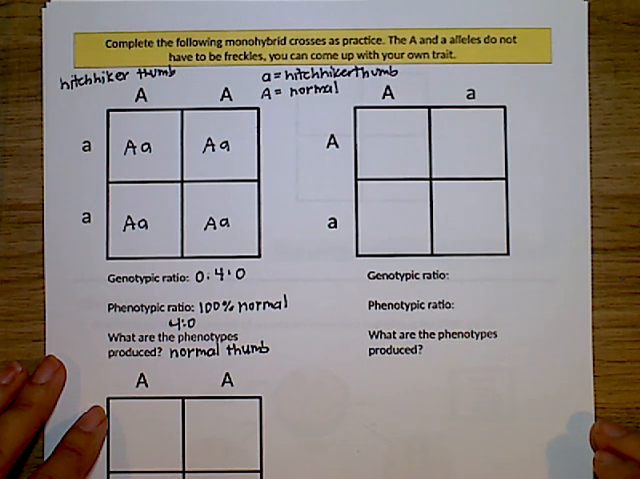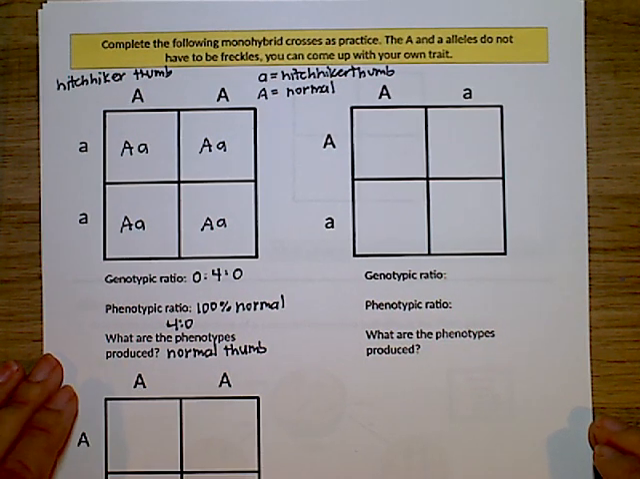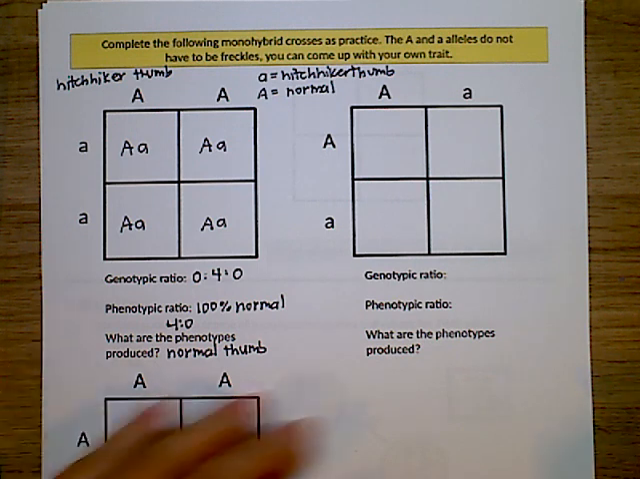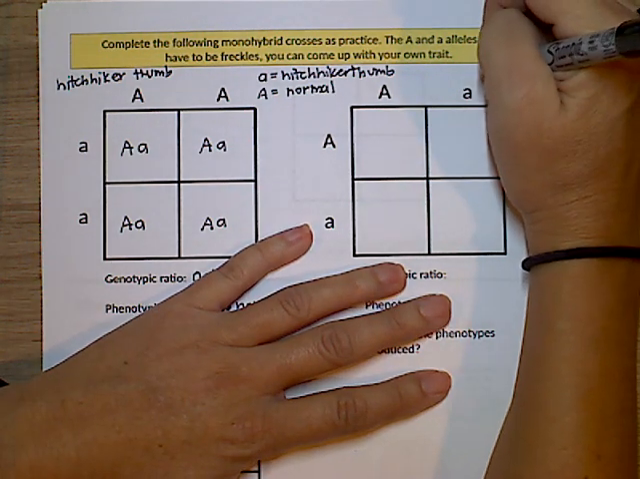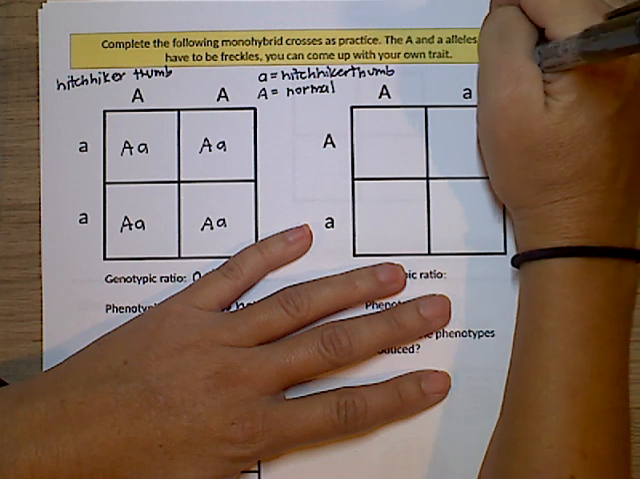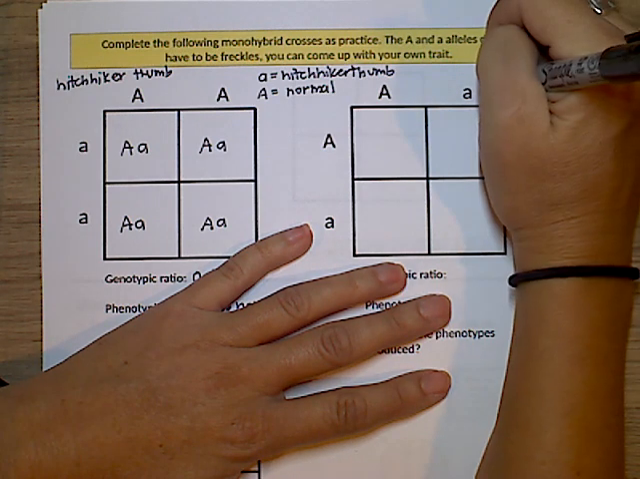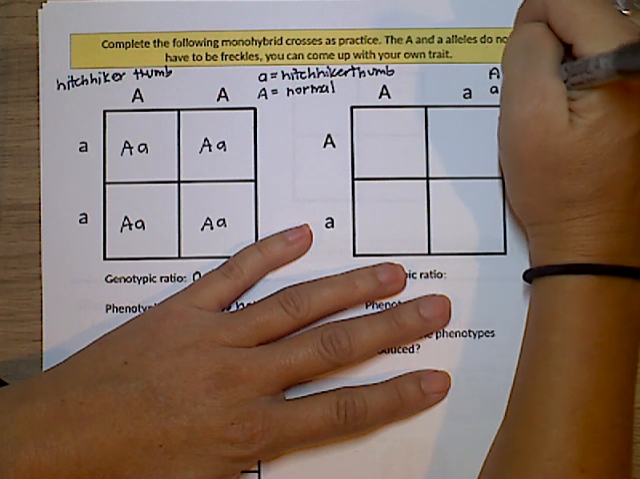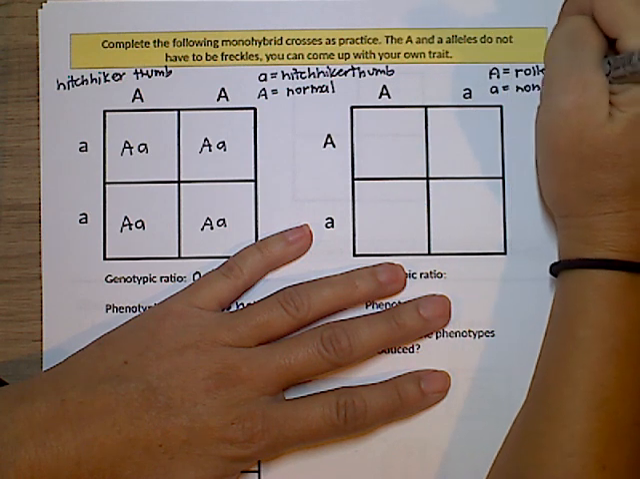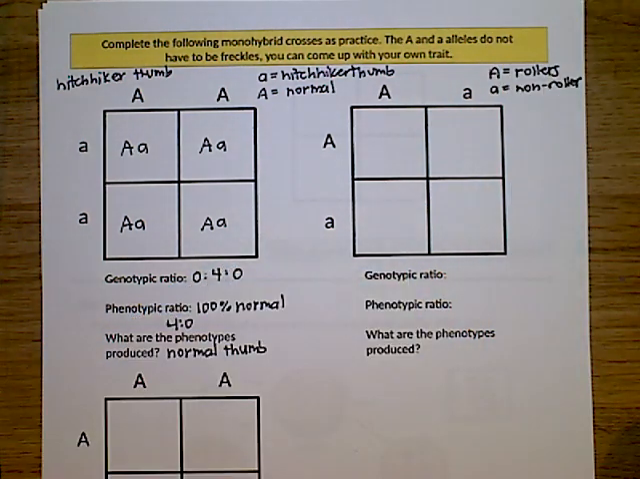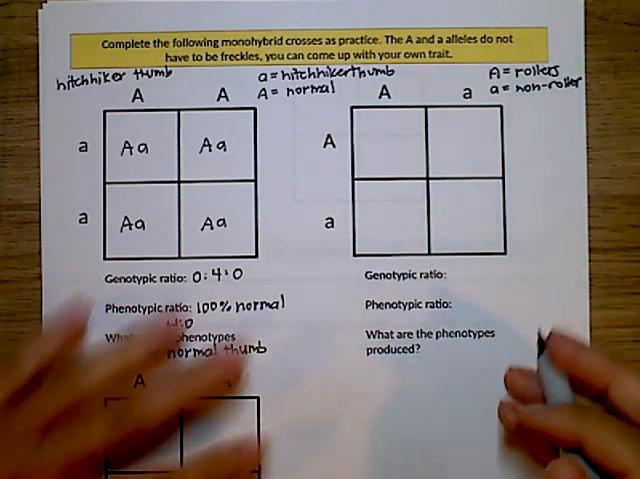Let's see. Another commonly used example is the ability to roll your tongue. So we'll say that ability is dominant, so we'll call those rollers. Just keep it short. And the recessive allele would be a non-roller. And again, I don't know for real which one's dominant and recessive, but it doesn't matter for these examples.